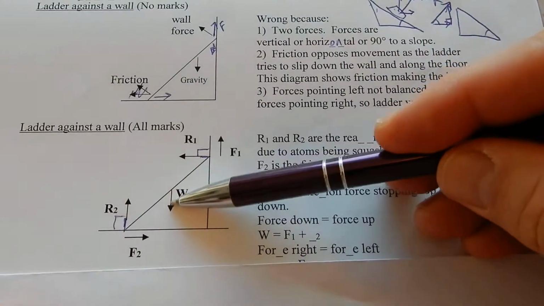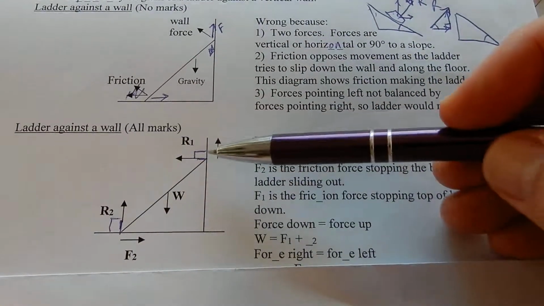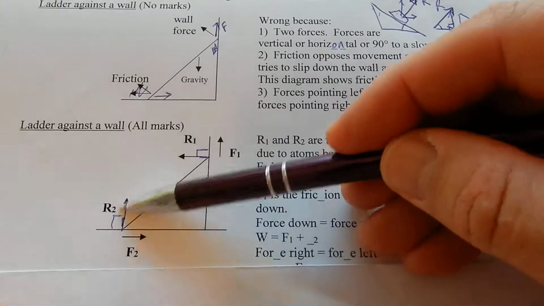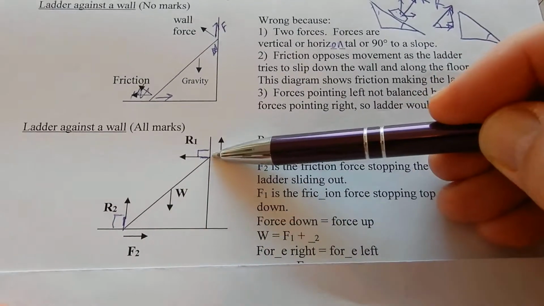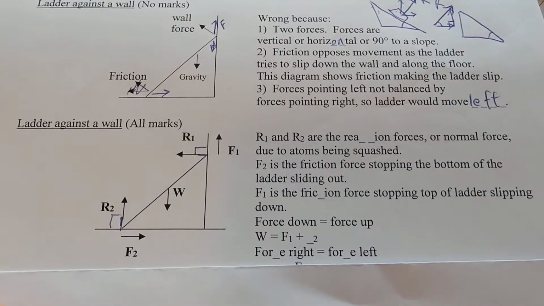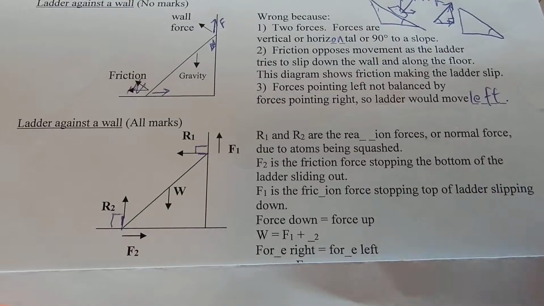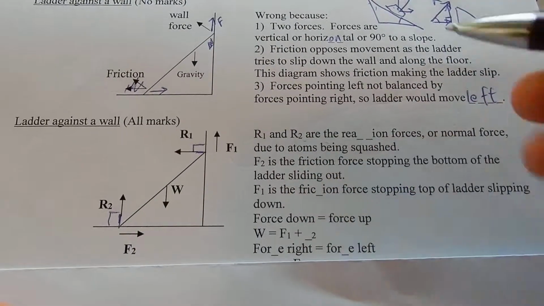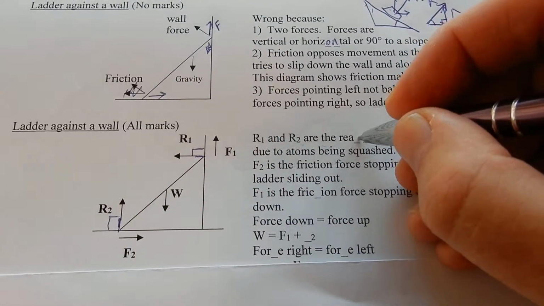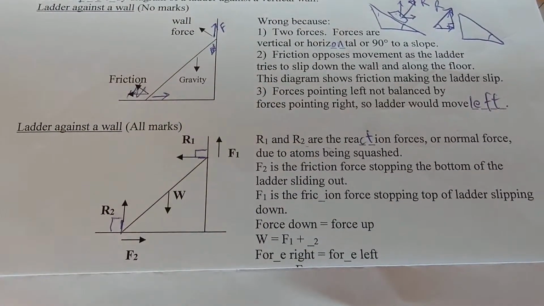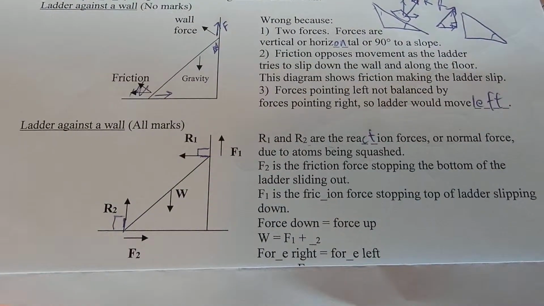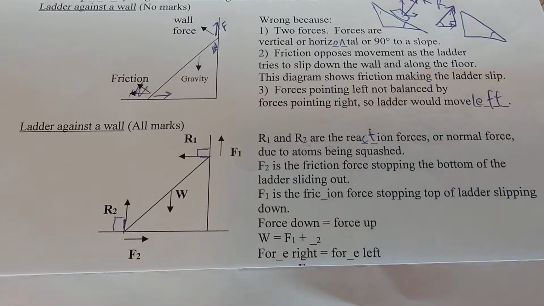The weight is going down here. Now you can see that F1 plus R2 equals W. R1 equals F2. Much, much easier. Now you're doing it. R1 and R2 are the reaction forces, also called normal forces, also called contact forces, due to the atoms being squashed together.